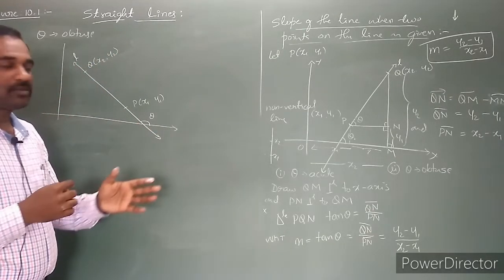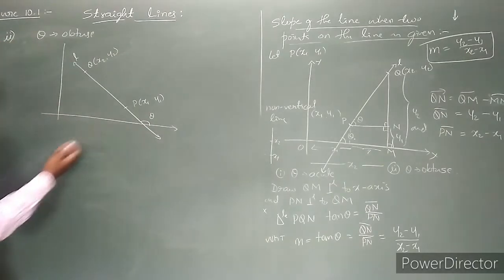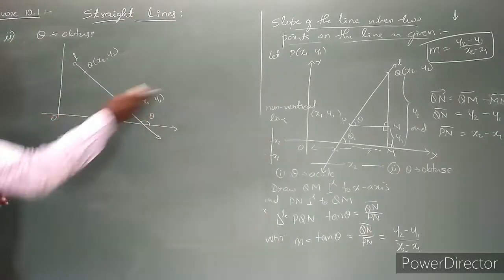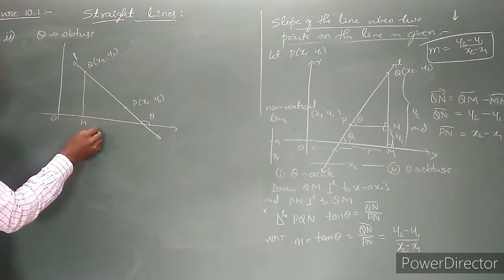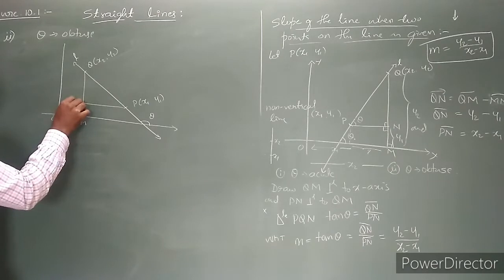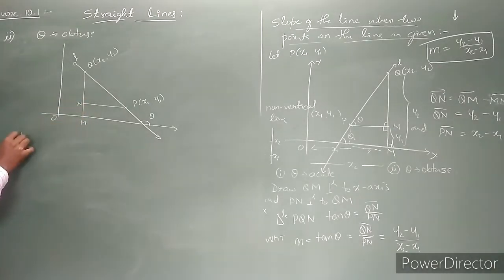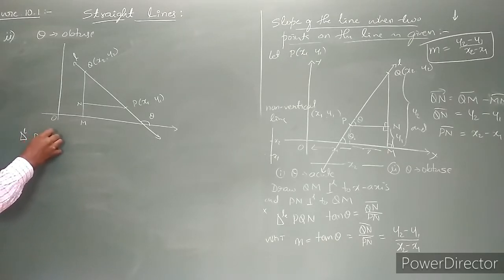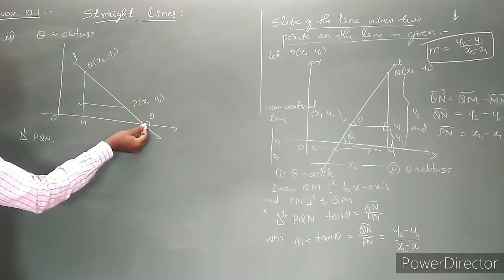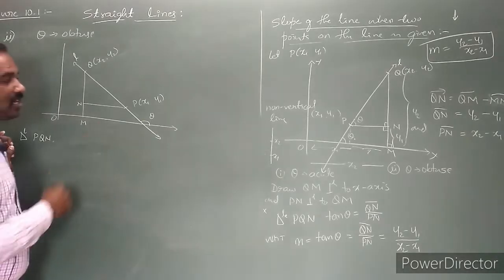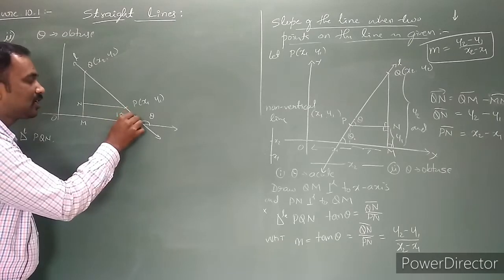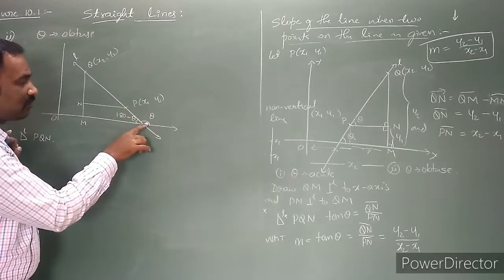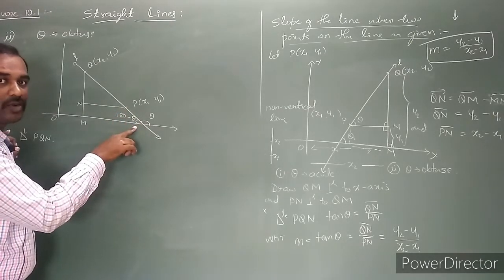We already know that theta is an obtuse angle. So how do you find the slope of this line? Again the same thing. Draw the perpendicular. QM is perpendicular to the x-axis and PN is perpendicular to QM. So here we get a right angle triangle. What is the right angle triangle? PQN is the right angle triangle. If this is theta, what about this one? This is 180 minus theta. Are you quite clear?